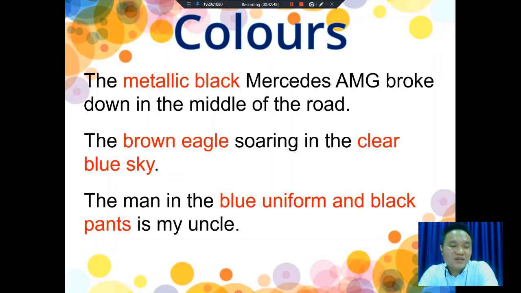Here I just give a few examples. When we talk about cars, the example given is a Mercedes in metallic black color. We talk about animals, the brown eagle soaring in the clear blue sky. Then we talk about uniforms, the clothing: blue uniform and black pants. So you can include color in your narrative essay so that you give people imagination. People can connect to your story.